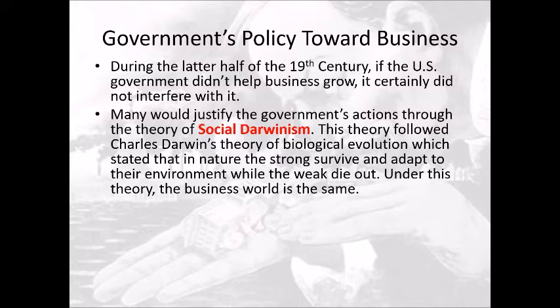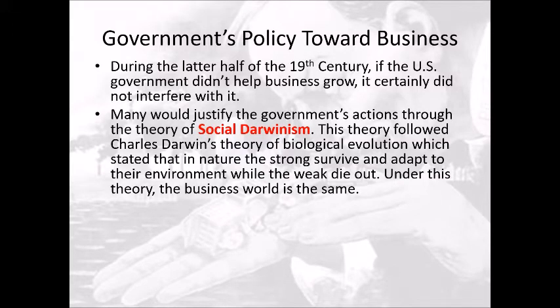And how do you justify the government not interfering? This is through the theory of social Darwinism. And you might be familiar with Charles Darwin's theory of biological evolution, the belief that more advanced life forms evolve from simpler life forms, okay? And according to biological evolution, in nature, the strong survive and adapt to their environment while the weak die out. And under this theory, the business world is the same, okay?